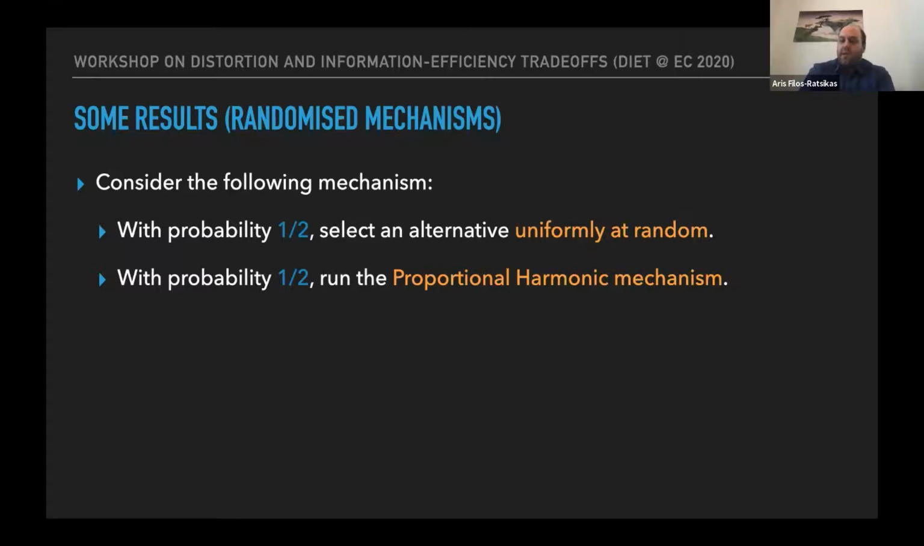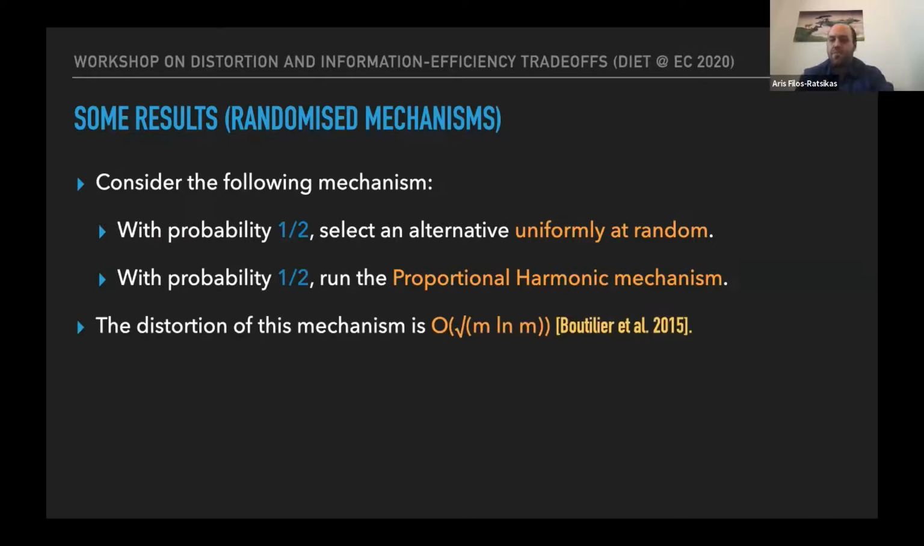Let's consider the following mechanism. This mechanism will be a convex combination of 2 different randomized mechanisms, and it will select each one of them with probability 1/2. The first one is this uniform at random mechanism that I mentioned before as not really being a good idea, but here it seems that it covers some of the cases that the other part of the mechanism doesn't. And the other part, again with probability 1/2, is the proportional harmonic mechanism that I showed you before. So what this mechanism achieves, as it was proven in this paper by Boutilier et al., is a distortion of asymptotically square root of m log m. This is quite close to the lower bound.